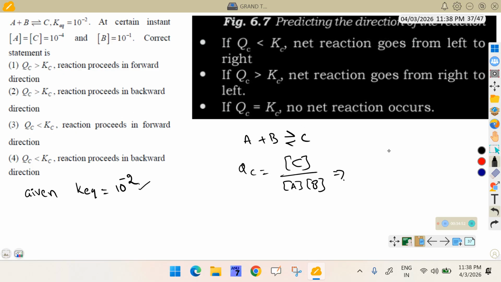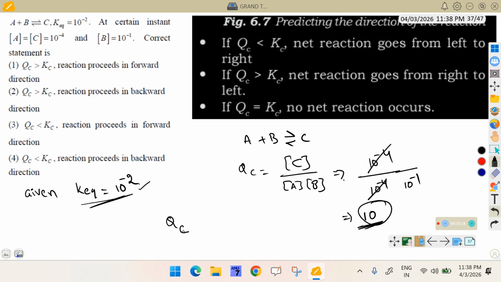Concentration of C value 10 power minus 4. Concentration of A value 10 power minus 4. Concentration of B value is 10 power minus 1. 10 power minus 4, 10 power minus 4 cancel. 1 by 10 power minus 1 is nothing but 10. Kc value is 10 power minus 2. Qc value is 10, sorry, 10 only, not 10 power 10.